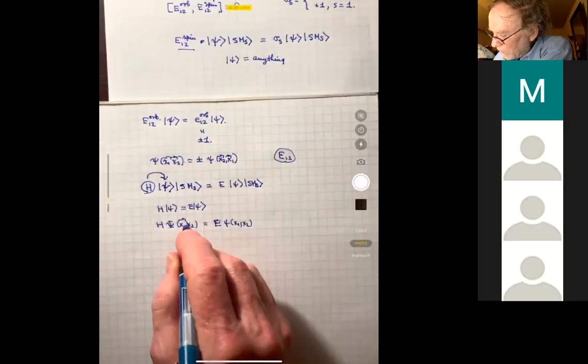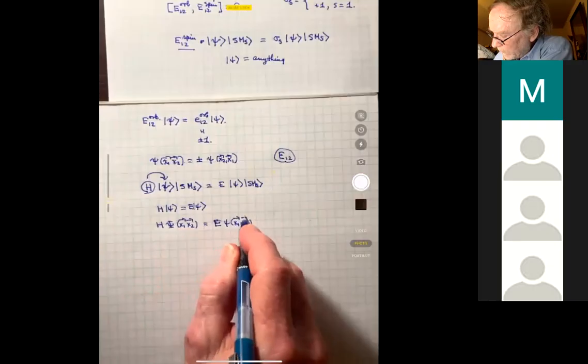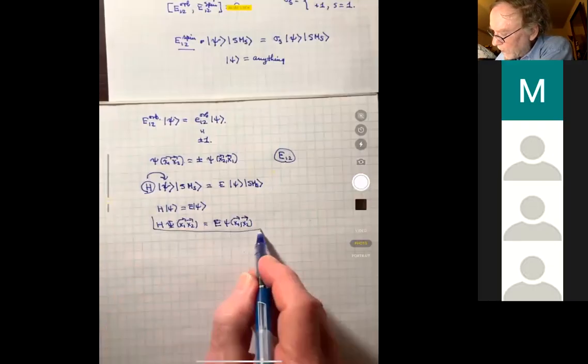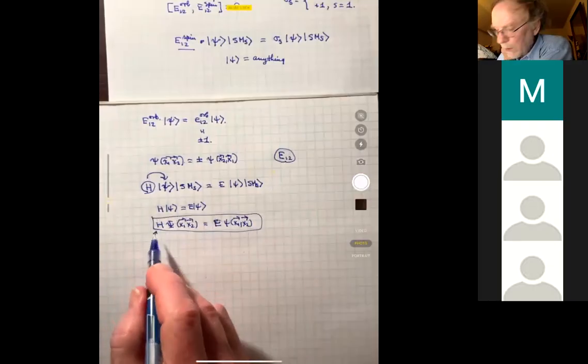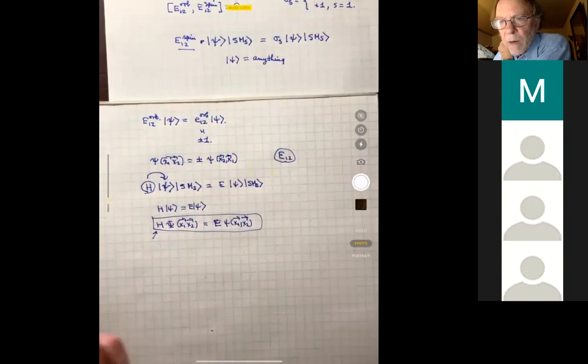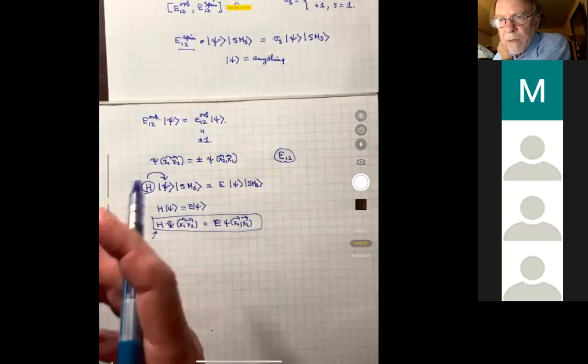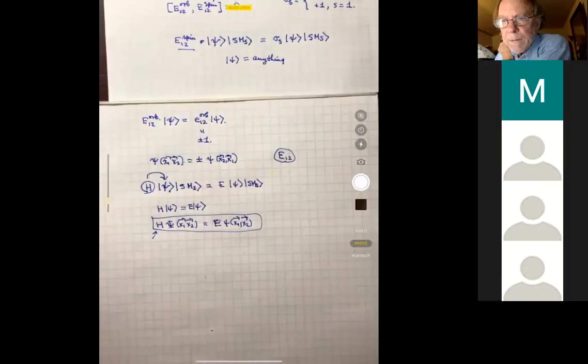Now, this is the hard part of the problem, to solve this equation, because the Hamiltonian operator is complicated. But what we've done so far is to take care of at least the symmetry part of it. Yes, question.